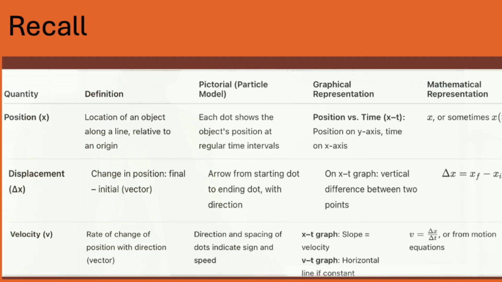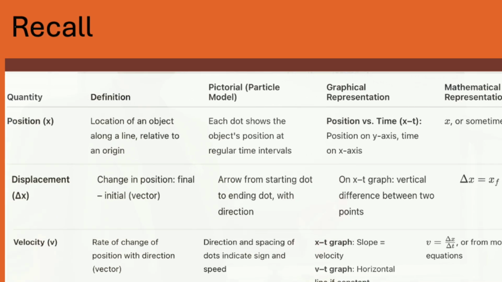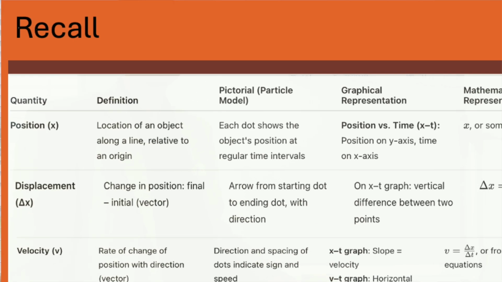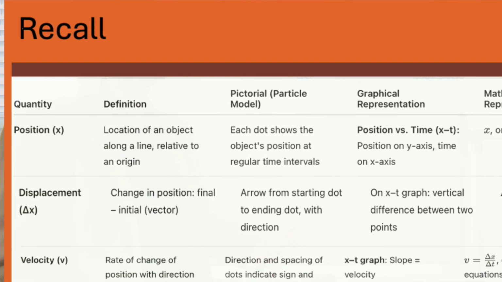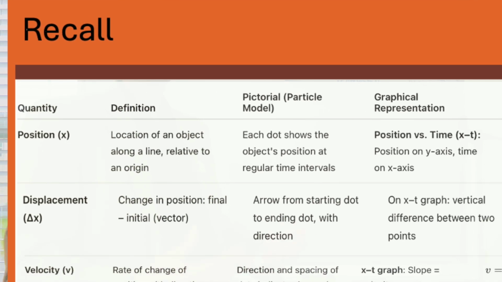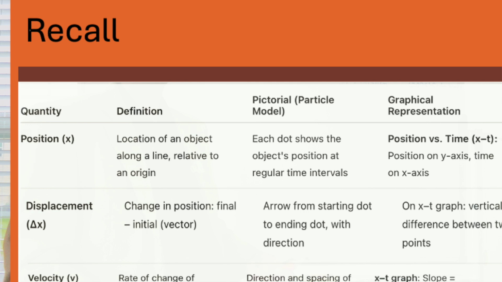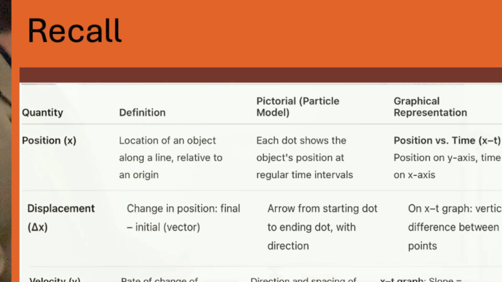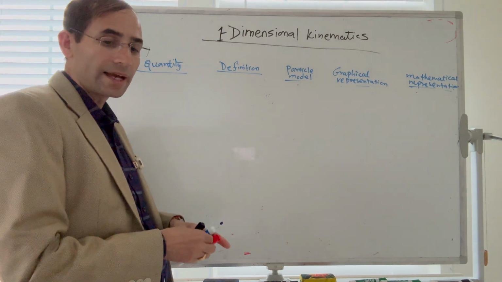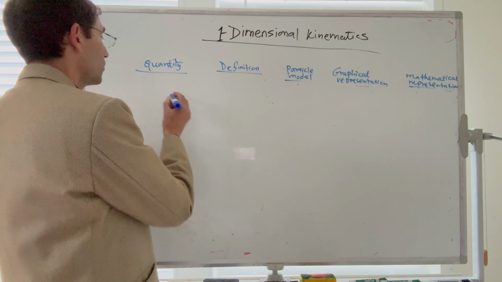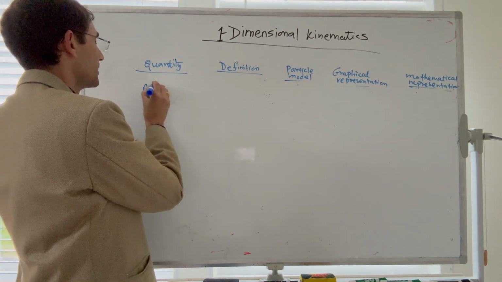We discussed what we mean by position, what we mean by displacement, what we mean by velocity, and what we mean by instantaneous velocity. Then we discussed uniform motion, then the speeding up and slowing down situations. Now we are going to define acceleration, because the new quantity here is acceleration.